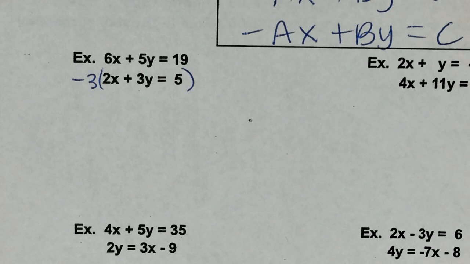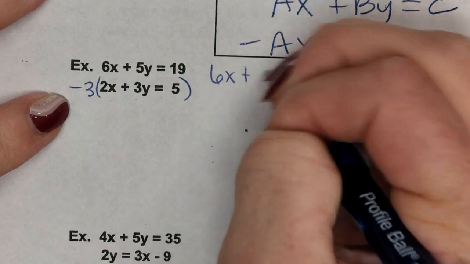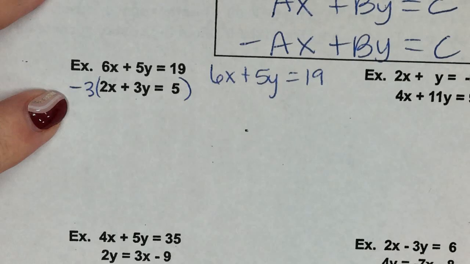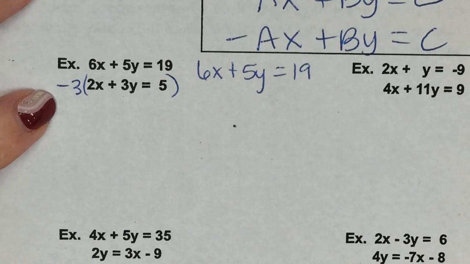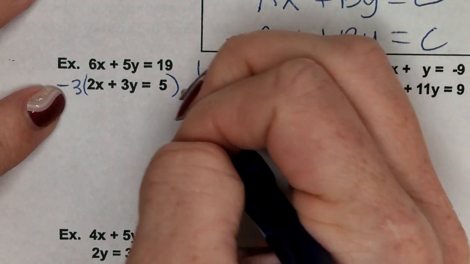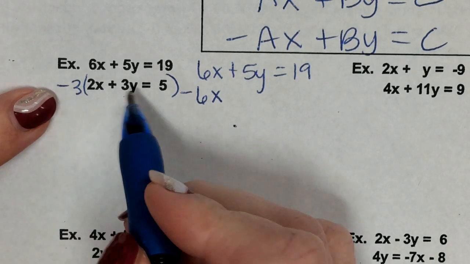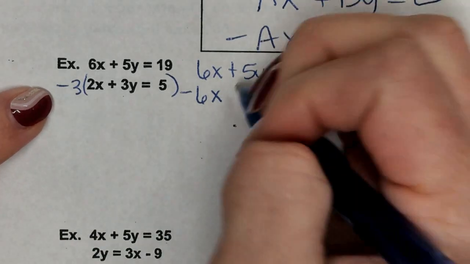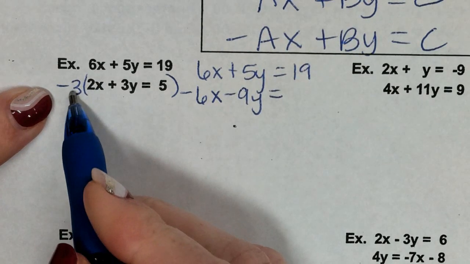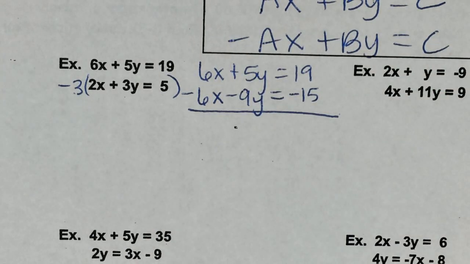Yes. So what's going to happen now is I'm going to have 6x plus 5y equals 19. I didn't do anything to the top equation. But the bottom equation, by multiplying by -3, will make the first term a -6x, which will allow me to eliminate the x's. Yes? -3 times +3 is -9y. And -3 times 5 is -15. Now I have set these up to solve by elimination.